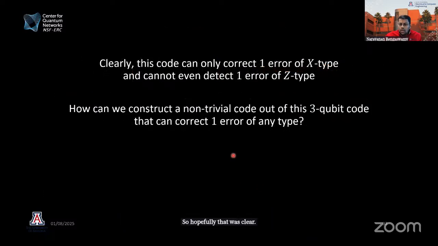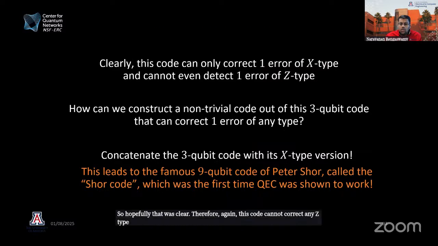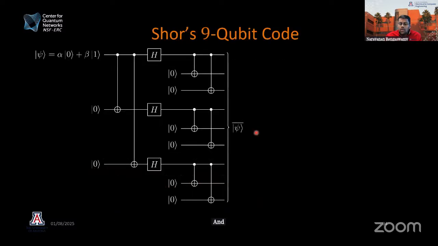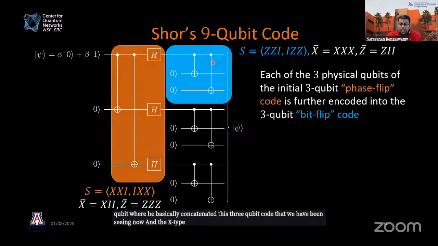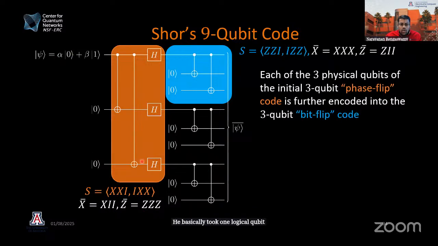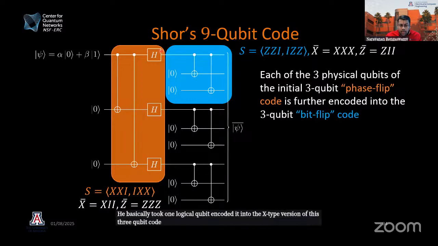Therefore, again, this code cannot correct any Z-type error, so we need to build more interesting codes, and that's what Peter Shor did in 1994. He came up with this beautiful 9-qubit code where he basically concatenated this 3-qubit code that we have been seeing now and the X-type version of that code. So he basically took one logical qubit, encoded it into the X-type version of this 3-qubit code, and then took each of those 3 qubits and encoded it into the Z-type version of the code.